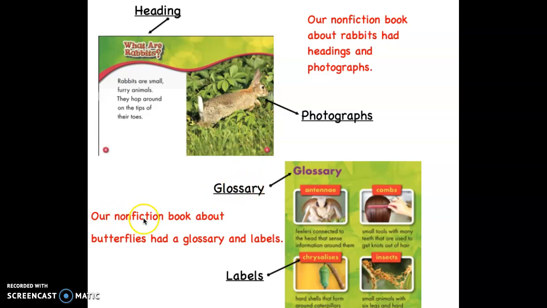And then our nonfiction book about butterflies had a glossary and labels. So here we had a glossary. So if I didn't know what the word antennae meant, I can go look at it here and I could read it. And there were also labels to tell me what that picture was, so I can learn even more. So all of these text features you read already and know what they mean. So they can help you if you find these text features in a book that you're reading at home.